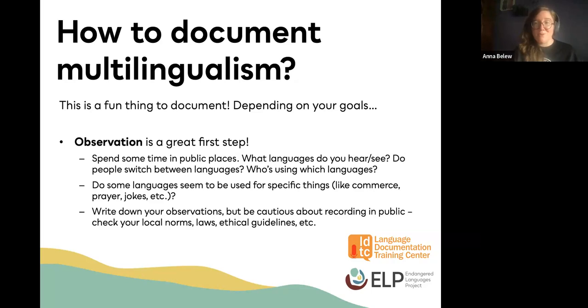And this is a good phase at which you maybe take some notes for yourself, bring a little notebook, write down your observations, say something like, oh man, I just heard someone switch to X language when they wanted to sound serious. But when you're listening in public, do be cautious about recording. In many contexts, it's not really polite or even ethical to record strangers in public without them knowing. So I would urge caution on that. Talk to folks in your community about whether that is okay.